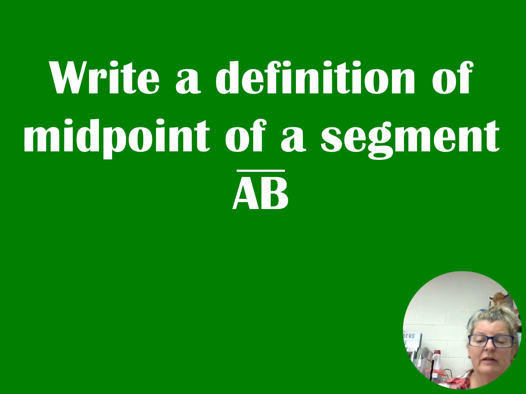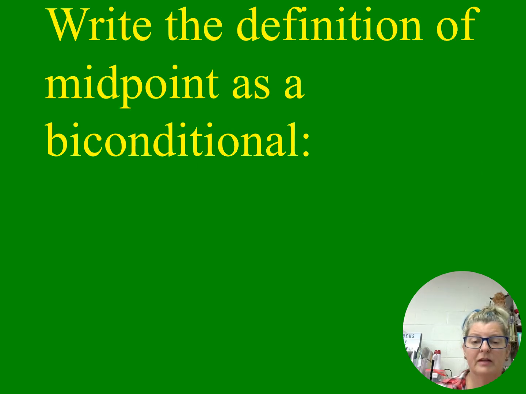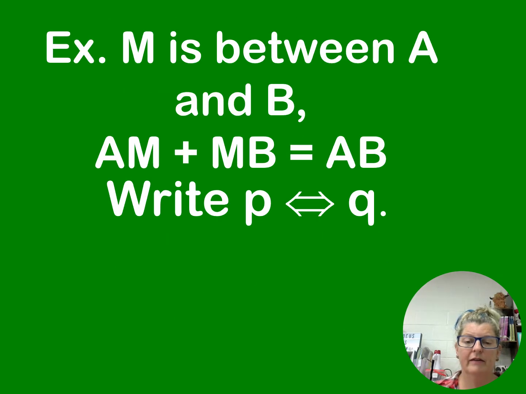Write a definition of a midpoint of a segment. Let's look again. Midpoint of a segment AB is the point M on segment AB with AM equal to MB. Now, take that same definition and write it as a biconditional. So take a moment, try it, pause me, and then come back. So M is between A and B, AM plus MB equals AB.